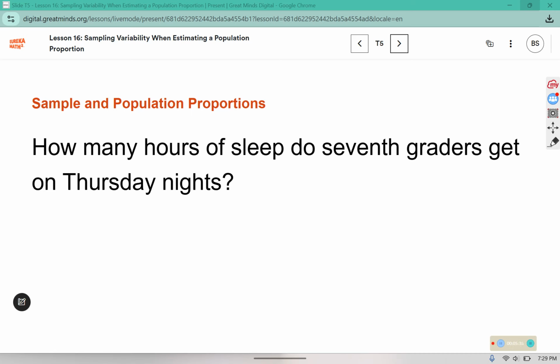Here we're looking at whether it would be a sample or a population that you would examine to answer this question. How many hours of sleep do 7th graders get on Thursday nights? Since it's 7th graders, we would take a sample of 7th graders, maybe from our area, to help us answer this question, but we wouldn't be able to access all 7th graders.